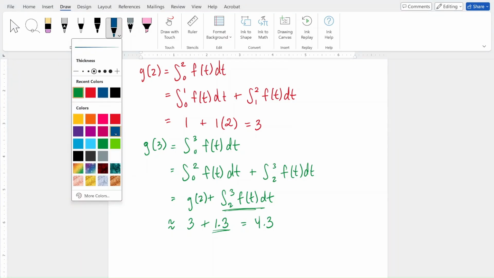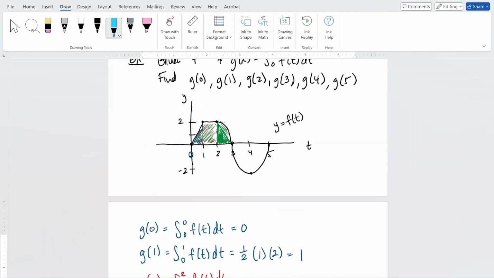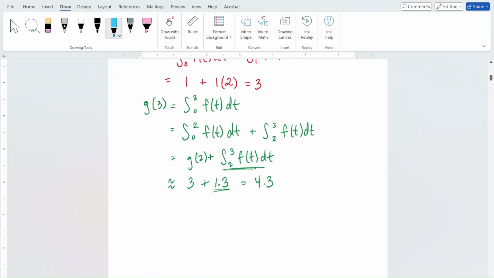Now, if I continue further, let's see what colors I have. Light blue. For values of t greater than 3, you notice how the curve is below the x-axis. So for t greater than 3, we know that your function f of t happens to be negative. This is going to cause us to subtract the area below from the area above, because the height of what we get below, if we're thinking in terms of rectangles, will be negative.